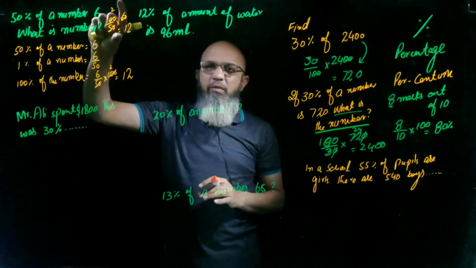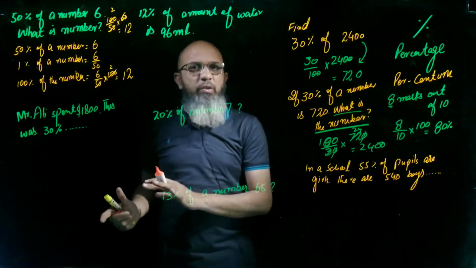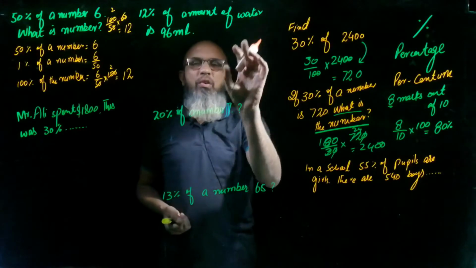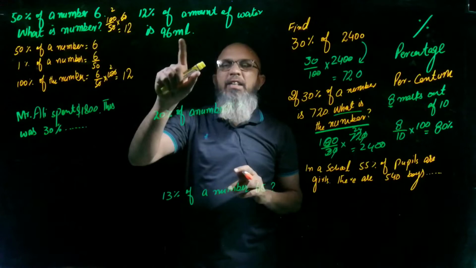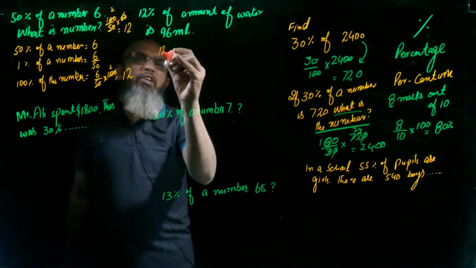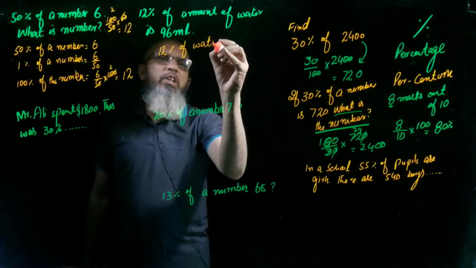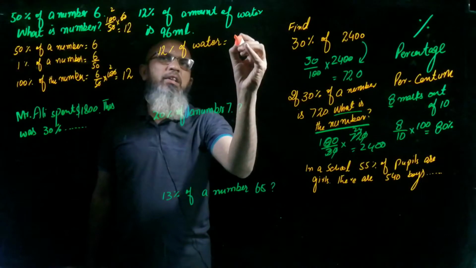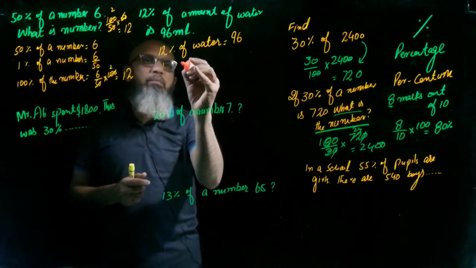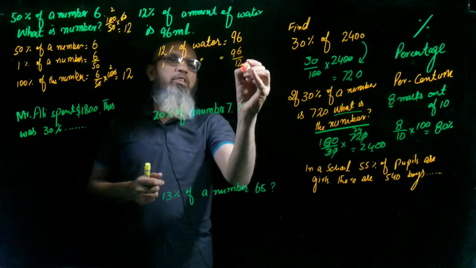Okay, you can solve it directly or you can write it in this way and then calculate your answer. So just come here. What is this? 12% of the amount of water in a container is 96 milliliters. So you will write here 12% of water. What is 12% of water? That is 96 milliliters. So what will be the 1% of water? That is 96 divided by 12.